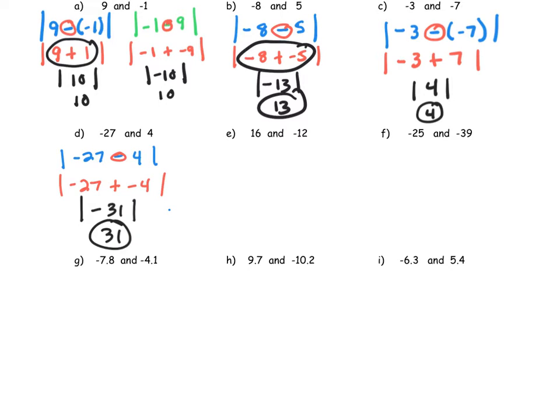The answer to letter D is positive 31. If you did not have this answer, check to see if you did a proper keep change change. Also check to make sure that you made this value positive. Now please find the answer to letter E. Be sure to show all 3 steps on your paper.